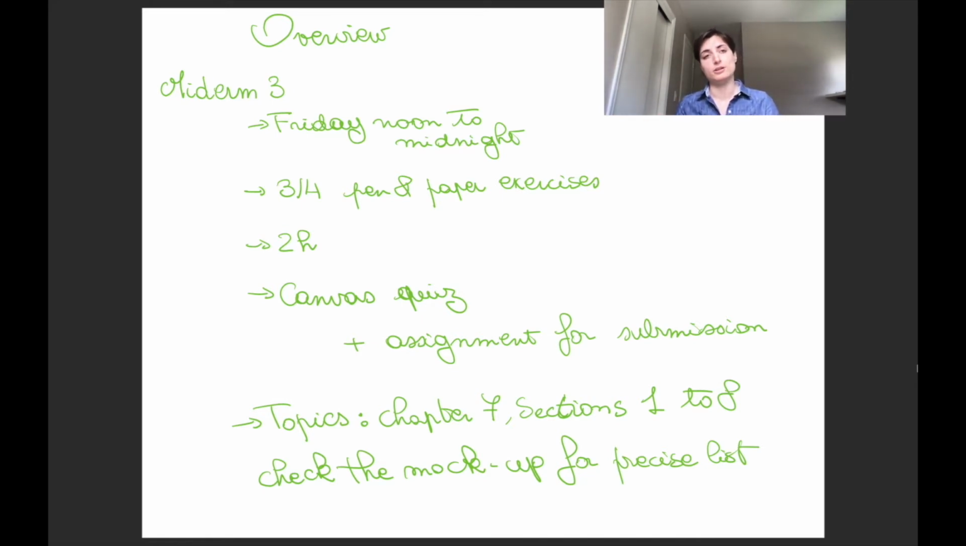Topics covered during the third midterm are all of chapter 7 that we have covered during the course, sections 1 to 8. I have published a mock-up exam, so you can go through the precise list of which topics were covered during these sections. It's broadly everything that we have covered about linear systems of ODEs with constant coefficients. And I have posted some examples of exercises based on what we have covered up to now.